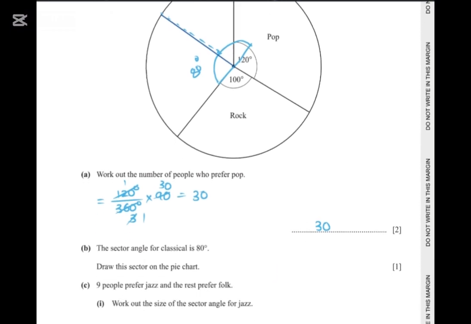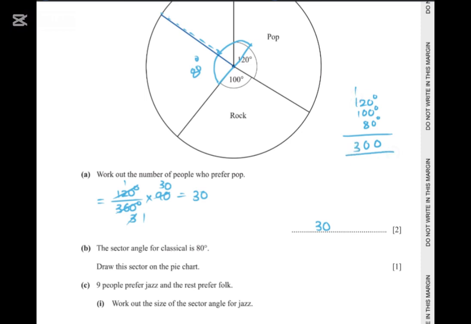Question number C. 9 people prefer jazz and the rest prefer folk. Work out the size of the sector angle for jazz. First of all, in question B, they said the sector angle for classical is 80, and we already know that for pop it is 120 and rock is 100. Now when we add all these angles, 120 plus 100 plus 80, we get 300.